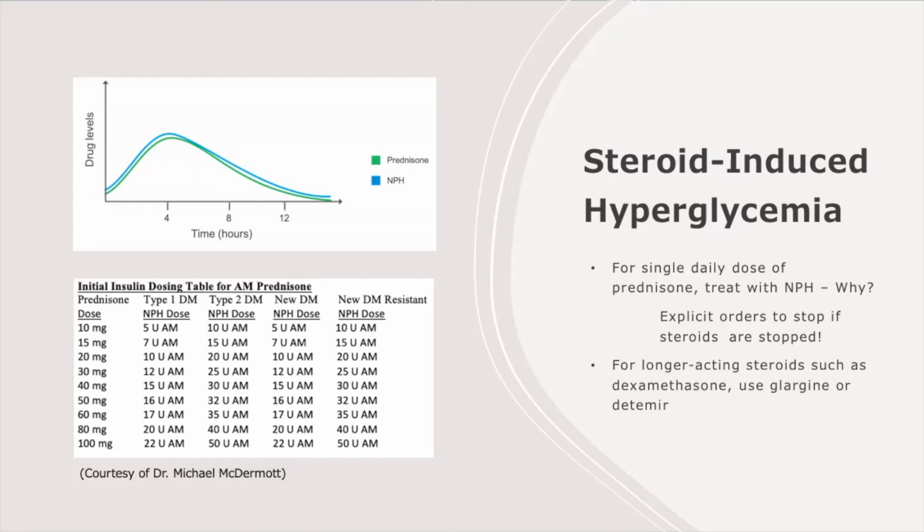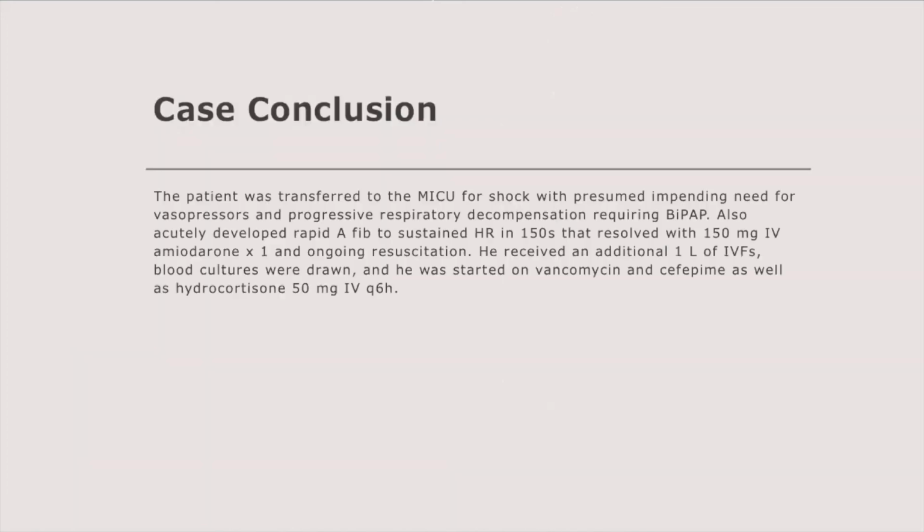Okay, any questions here? Case conclusion, guys. I told you this was a quick conference. So the patient was transferred to the MICU for shock and presumed impending need for vasopressors and progressive respiratory decompensation requiring BiPAP. So think about those indications for higher level of care. This is why we told them they needed to go to the MICU. Actually, my co-resident told the MICU resident that they needed to come to the MICU, and I agree.